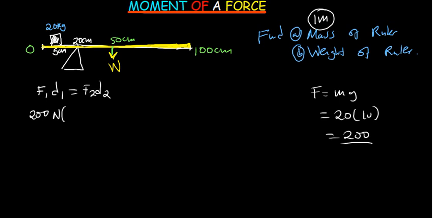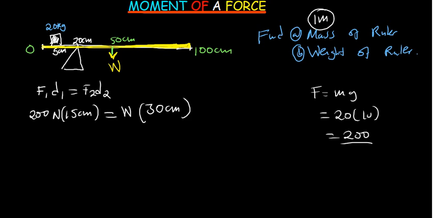Now what's the distance? We can see we've placed this one on a 5 centimeter mark, and the pivot is at 20 centimeters. So you need to find the distance from where you've placed your object to the pivot. That is going to be 20 minus 5, which is 15 centimeters. And this should be equal to the second force. The second force is the weight, that is what is balancing the ruler from falling. And the second distance is from the pivot to the middle. So that will be 50 minus 20, which is 30 centimeters.